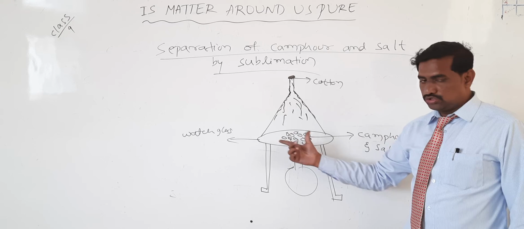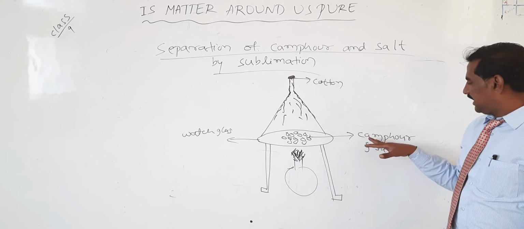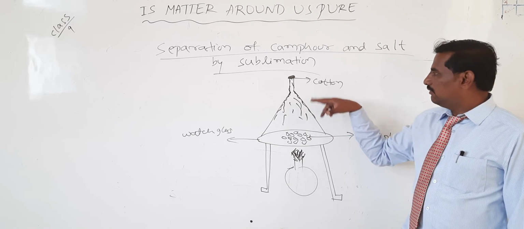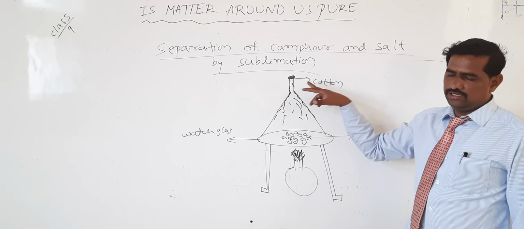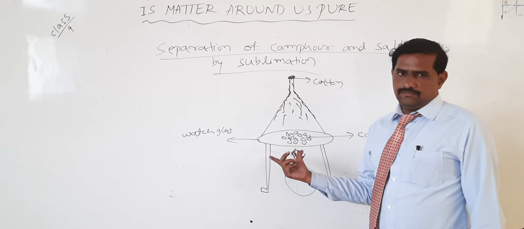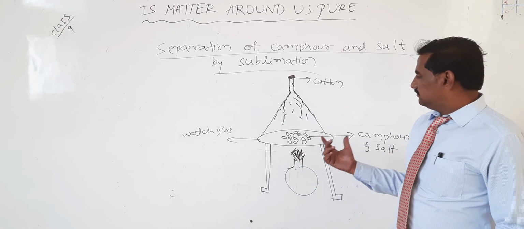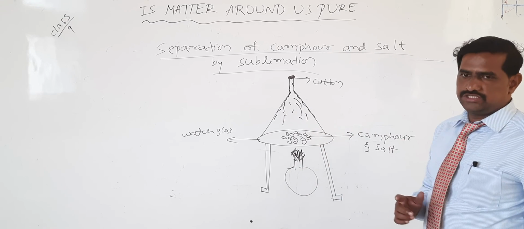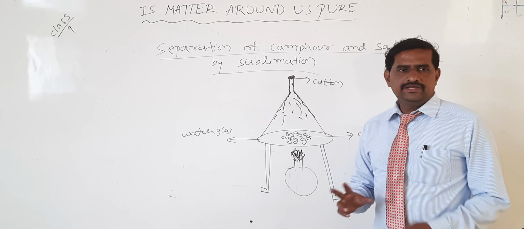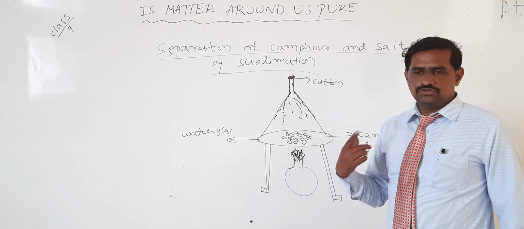Both are solid particles here. Take a watch glass and take a mixture of camphor and salt in the watch glass, and take one inverted funnel and cover the top of the inverted funnel with cotton. Then next, apply heat, which means start the burner, and when we apply the heat, the sublimation process takes place. Camphor is a solid sublimate. It directly converts into gas.